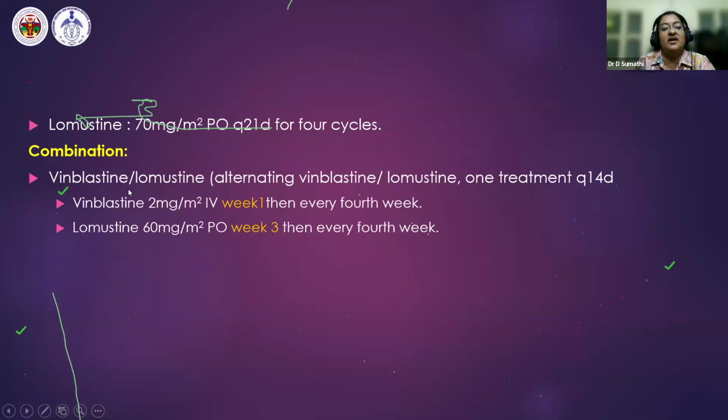A combination is another option: vinblastine and lomustine. We saw vinblastine with prednisolone, and lomustine separately. The vinblastine and lomustine combination can be used. Vinblastine is at 2 milligram per meter squared, and the vinblastine dose doesn't change in week 1, then every 4th week. Lomustine is used at a dose of 60 milligram per meter squared orally in week 3, and then every 4th week. So this combination has also given good use.